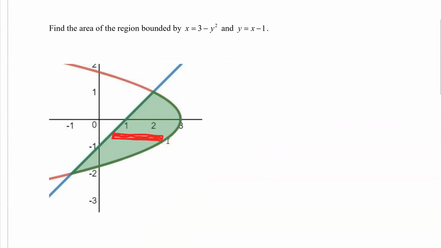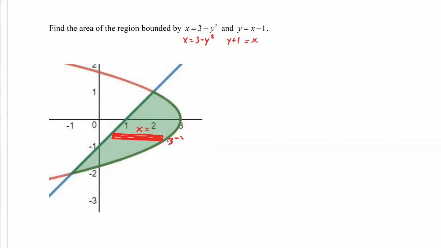And so all we have to do now is label it. So the length here is our x equals. So we immediately go up here and we solve everything for x. So this would become x equals y plus 1. And this one's already done, x equals 3 minus y squared. So everything is perfect. And now we can label it.